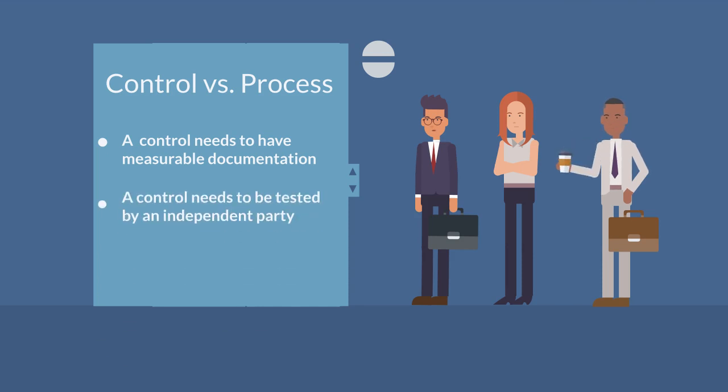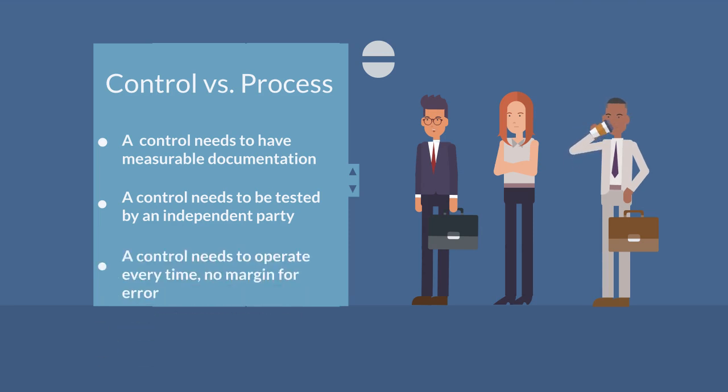The second item is a control needs to be tested by an independent party. For AgCountry, our independent party is our internal audit department. Our internal audit department selects independently a random sample to go through and test the control documentation. And the third item would be a control needs to operate every time. There's no margin for error.